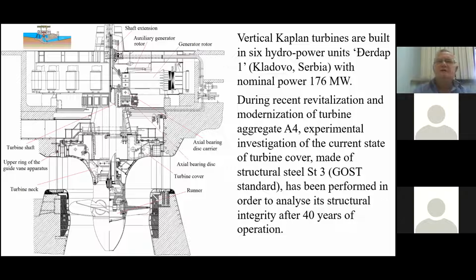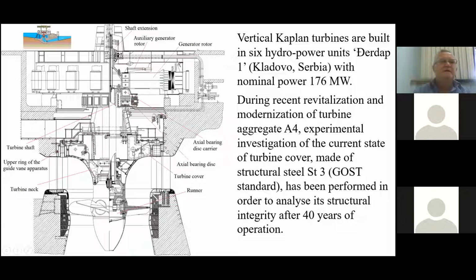And you can notice that it is 40 years old. You can see it down here. It's now even more, probably 50 years old. This analysis is about 10 years old, by the way. And at that time, 10 years ago, revitalization and modernization of turbine aggregate 8.4 was performed. And during that period, we also had a chance to experimentally investigate the current state of the cover.